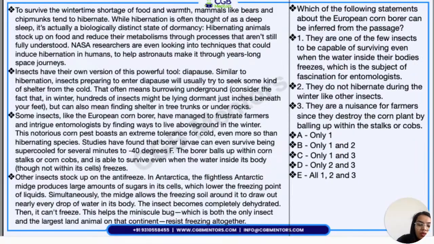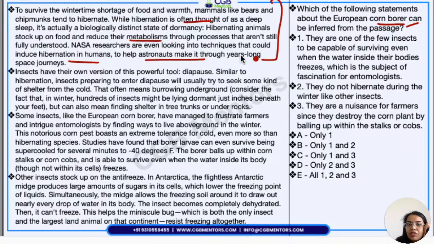We'll start from the first one. Okay. So, this one. The question says, which of the following statements about the European corn borer can be inferred from the passage? And we could infer all of them. To survive the wintertime shortage, mammals like bears and chipmunks tend to hibernate. While hibernation is often thought of as deep sleep, it's actually a biologically distinct state of dormancy. Hibernating animals stock up food and reduce their metabolisms. NASA researchers are even looking into techniques that could induce hibernation in humans to help astronauts.